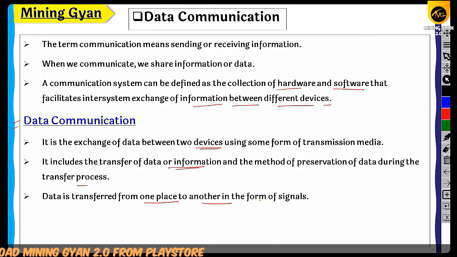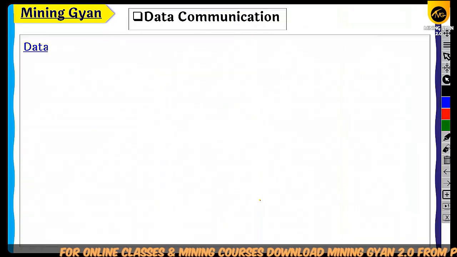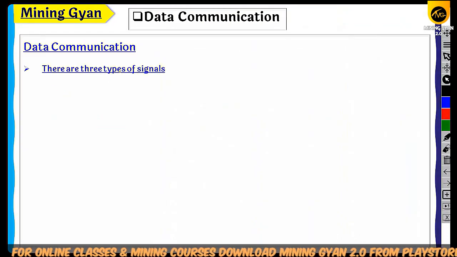So basically, the basic need to transfer data from one place to another is which form of signal will be used to transfer this data. Now, what will be the signals? There are different types of signals used to transfer data from one place to another, like digital signals, analog signals, or hybrid signals. Okay, so there are basically three types of signals in data communication.